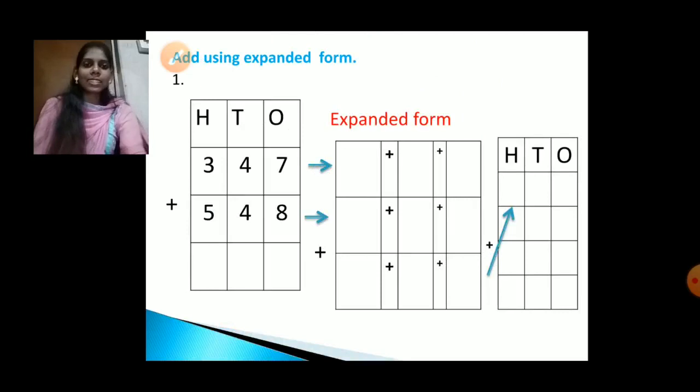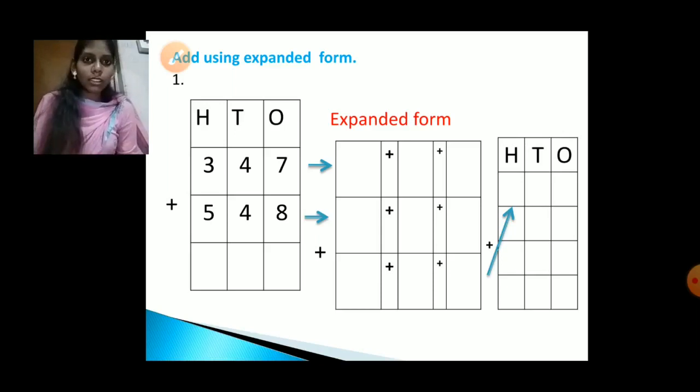Now next, add using expanded form. Okay? Expanded form. If you want to add in expanded form, what will you do? First, you will expand each and every number. Then you will add those numbers, and the answer that comes, we will write at the correct place. That is expanded form.